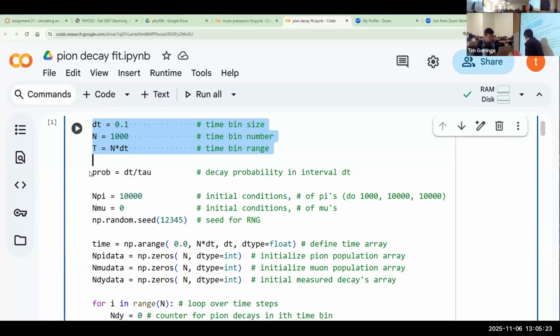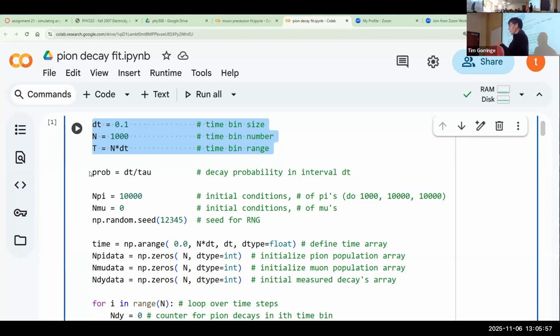And then I've built these 3 arrays here. I'm just initializing them to zeros right now. They are going to store the number of pions that have survived as a function of time. So that's n pi. Then the number of muons that are accruing as a function of time. So that's my mu array here. And then, most importantly for the experiment, I'm going to store an array that contains the number of decays that are occurring in each time bit.